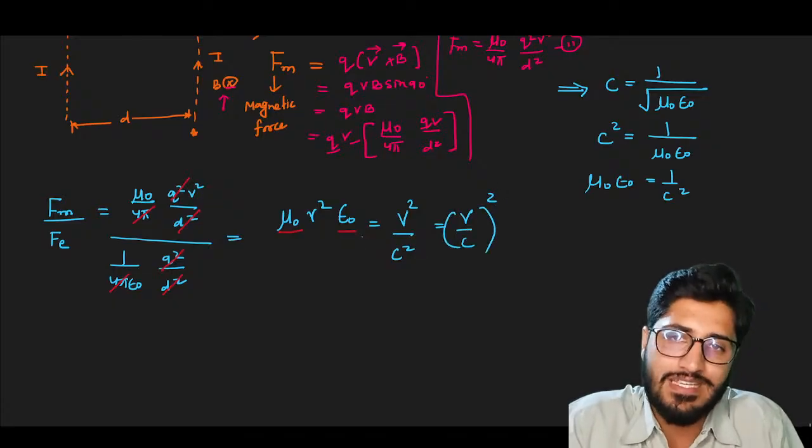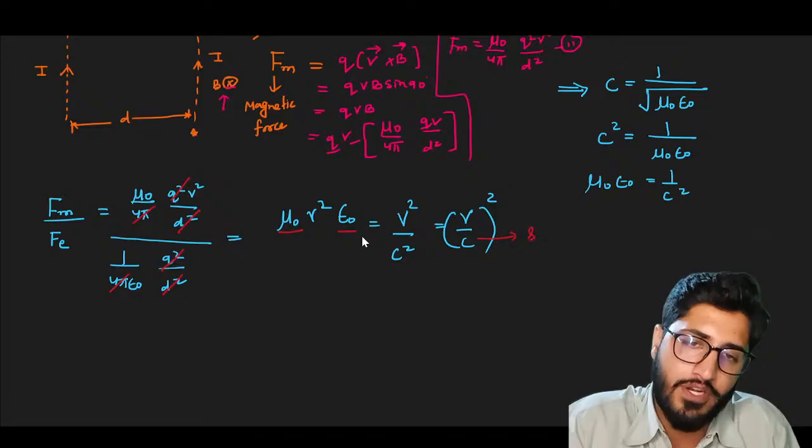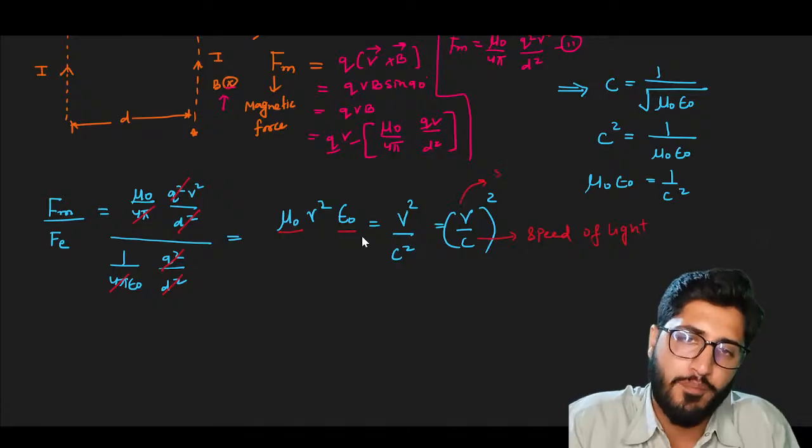Sir, what is c? What is basically c? C is the speed of light. Is it the speed of light? Yes, sir. And v is the speed of the particle.